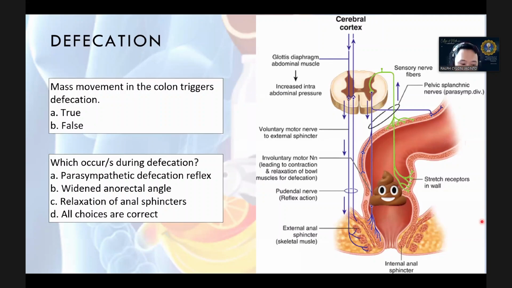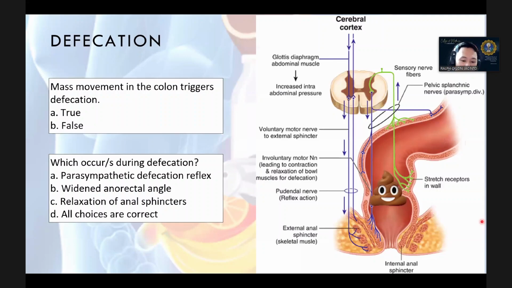Yeah, 5 more seconds. Okay, so let's end the poll and then share results. Okay, so good. The correct answer here is all choices are correct.